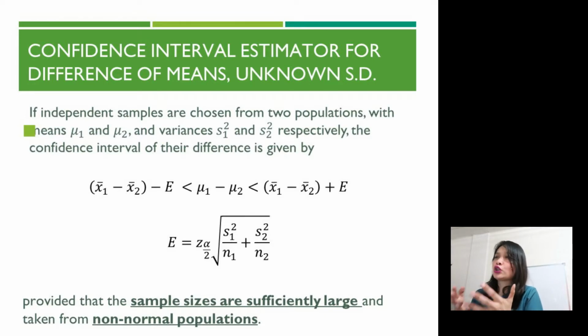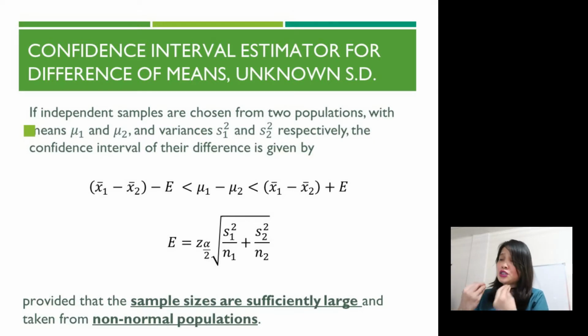Okay, so how do we determine their confidence interval? Mu sub 1 minus mu sub 2 is greater than sample mean sub 1 minus sample mean sub 2 minus E. Ano ba yung E? That's the margin of error. But less than sample mean sub 1 minus sample mean sub 2 plus the margin of error. How do we solve for the margin of error? Same thing. Nag-iiba lang sa formula, but the process is still the same as in the estimation of one population. Same process lang, but the only difference is the formula.